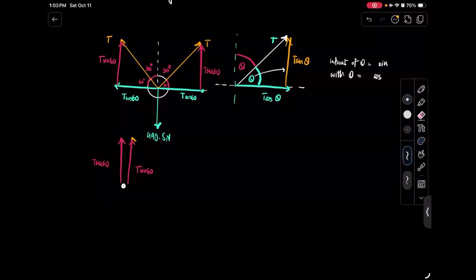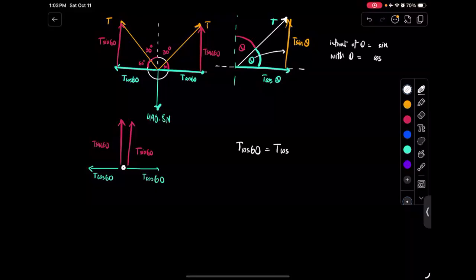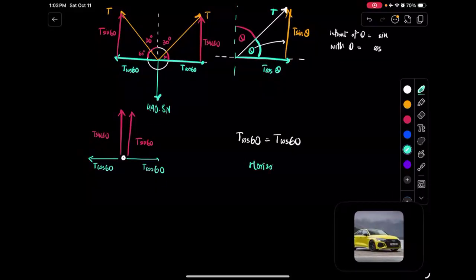Okay, and what are the horizontal forces that are acting? Yes, t cos 60. The horizontal would be 0, right? Exactly, t cos 60 and t cos 60. Because t cos 60 is equal to t cos 60, they both cancel out, right? So that means the horizontal forces actually cancel out. Forces equals 0. Why? Because they cancel out. If you subtract t cos 60, if you subtract 2 minus 2, it's going to be 0. So that means these don't exist.